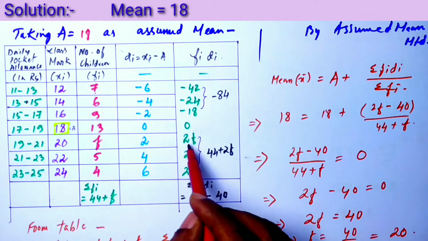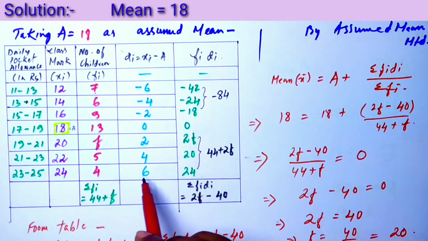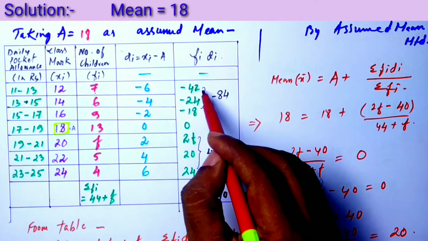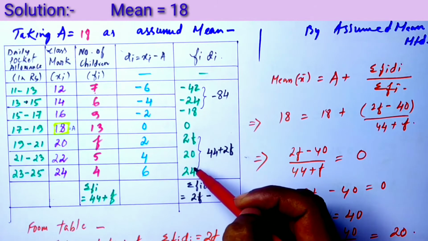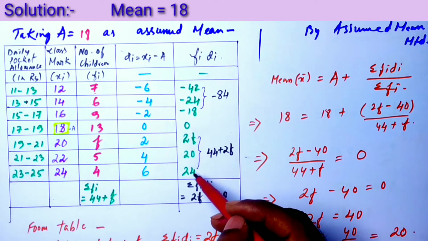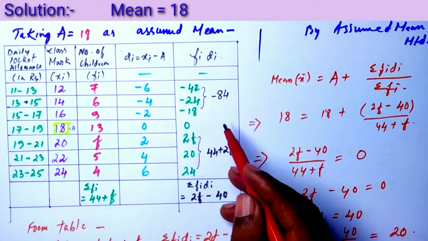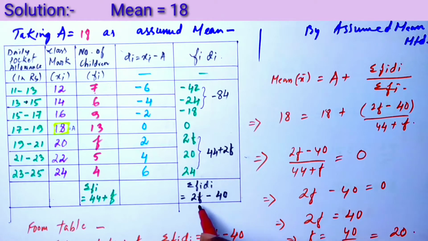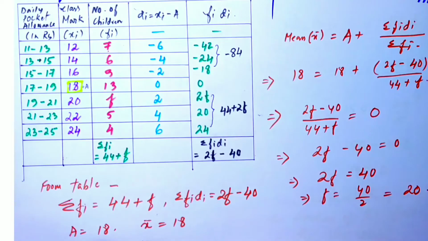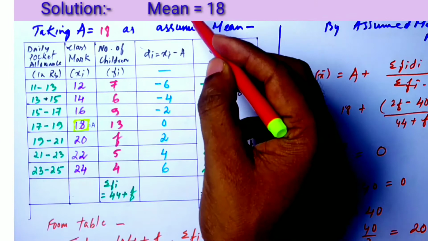F into 2 is 2F, 5 into 4 is 20, 4 into 6 is 24. We group it into two parts, first the negative and second the positive part. So this is minus 84, and here we have 44 plus 2F, and total summation FiDi is 2F minus 40. From table we have summation Fi as 44 plus F, FiDi as 2F minus 40, and A value we have 18 here, X bar is 18, the mean.